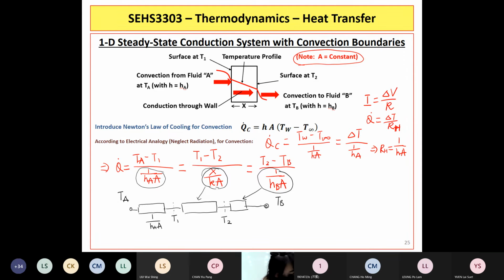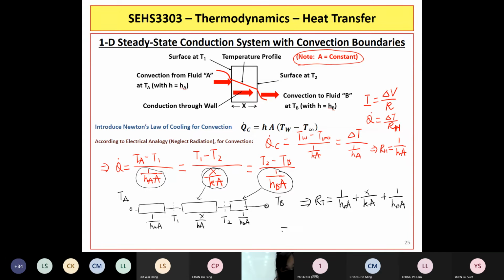At this point, any problems? So this should be X over k times A. This should be 1 over h_B times A. So the total thermal resistance should be what? The sum of these three, right? Can you follow? Yes, good.